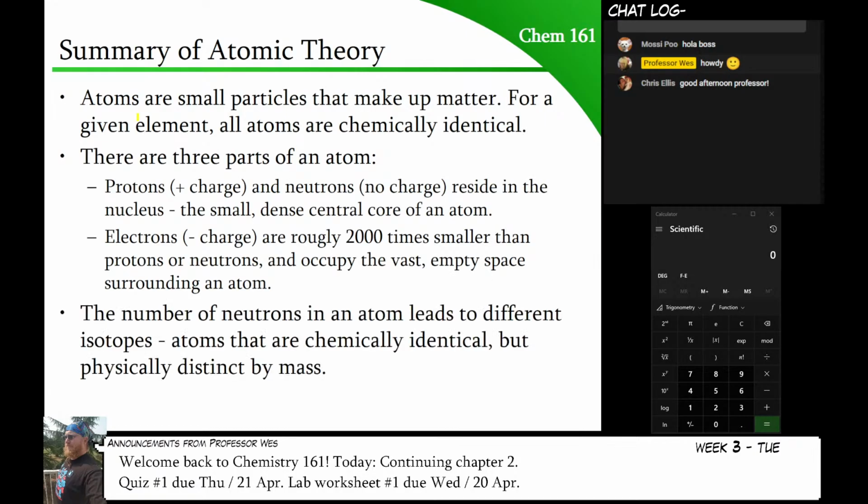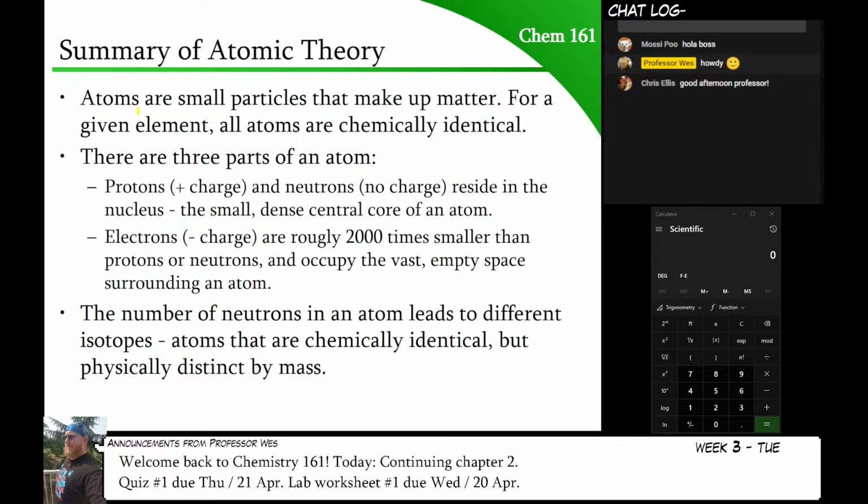All right. Here's our summary for atomic theory. This is everything condensed in one slide. So basically, atoms are tiny particles that make up matter. All the atoms of a given element are chemically identical. Note that I use the word chemically there. What that basically means is number of protons and number of electrons. Neutrons don't participate in chemistry. They just change the weight of a molecule. So physically, they may be distinct, but chemically, they will all be identical for a given element.